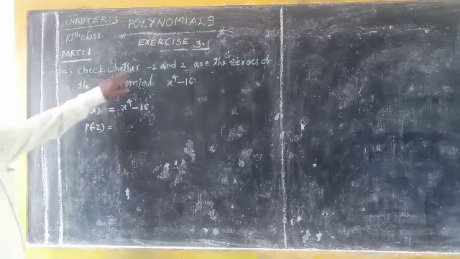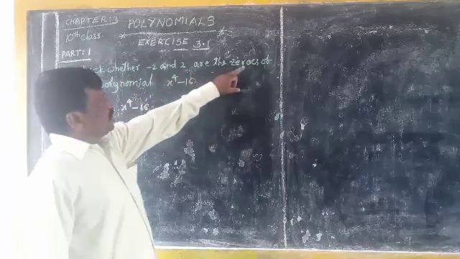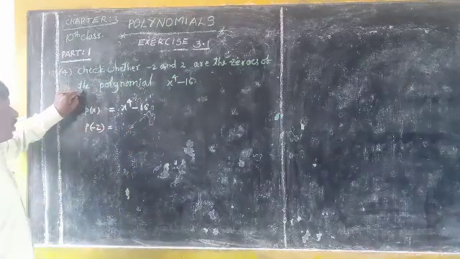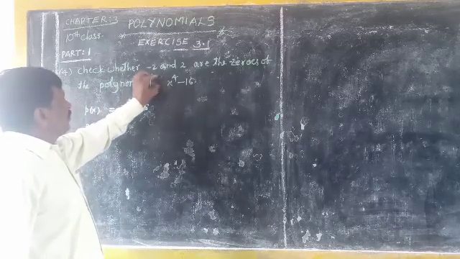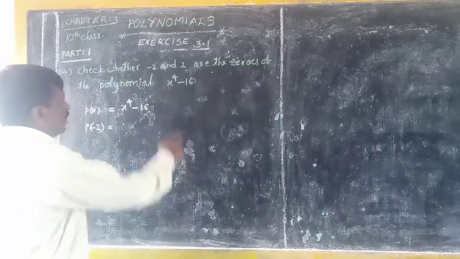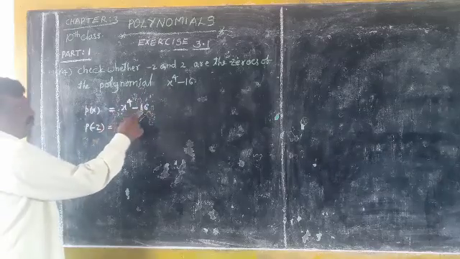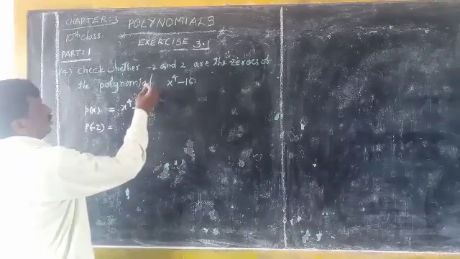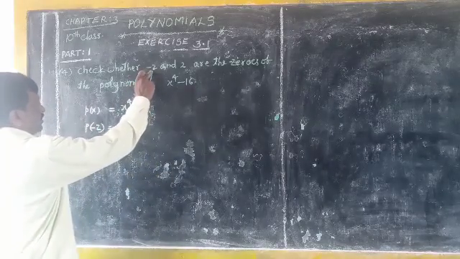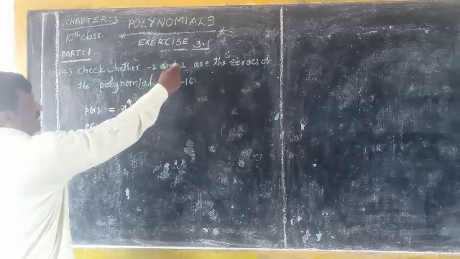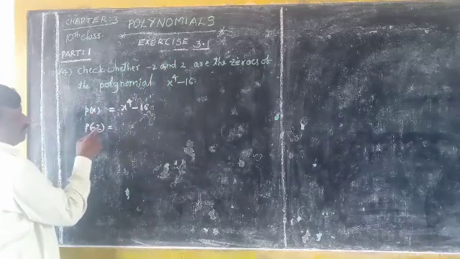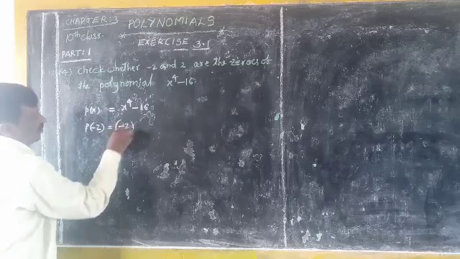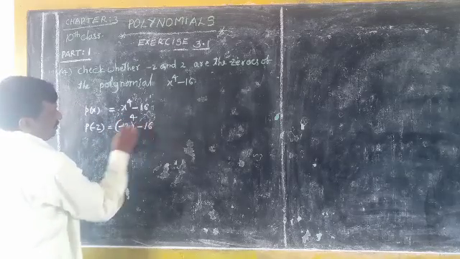Check whether minus 2 and 2 are the zeros of the polynomial x to the 4 minus 16. So p of x is equal to x to the 4 minus 16. First, I will put minus 2 in place of x. Minus 2 whole to the power of 4 minus 16.